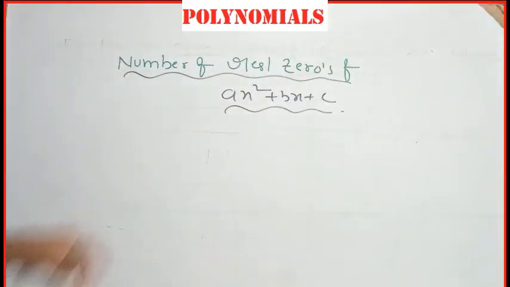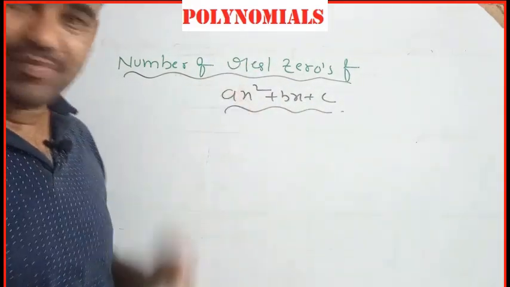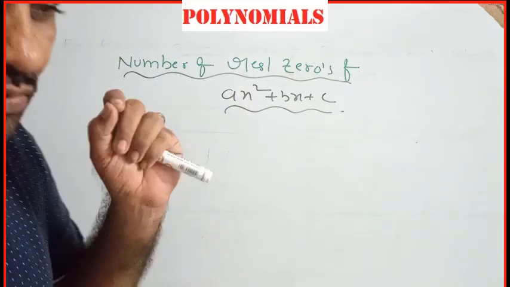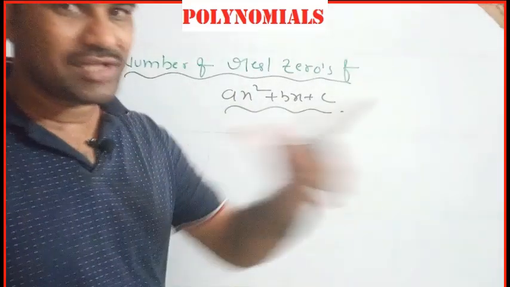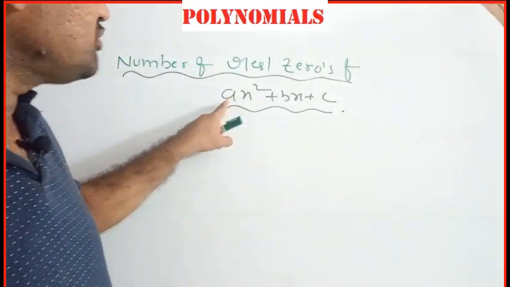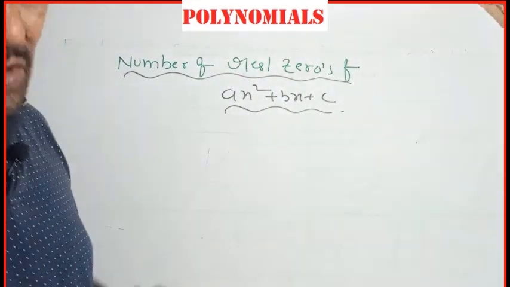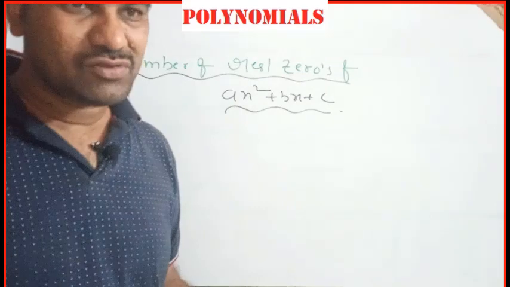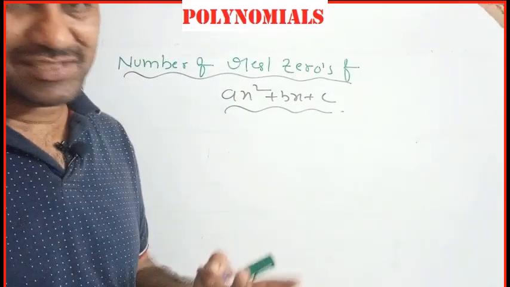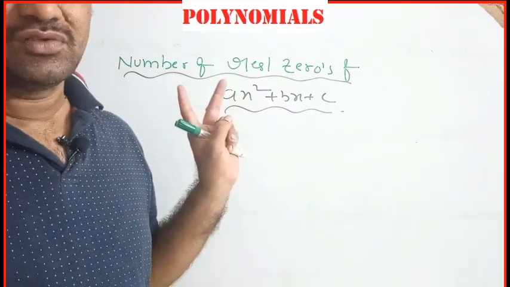Okay, students. ax squared plus bx plus c is a quadratic polynomial, a second degree polynomial. It should have 2 zeros, but you can't say 2 real zeros. How many real zeros there are depends upon the values of a, b, c only. Simply you can say that you have 2 zeros. Those 2 may be purely real zeros, or those 2 may be complex. Two situations will arise: 2 real zeros or 2 complex zeros.